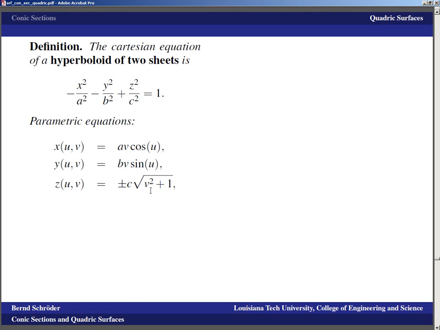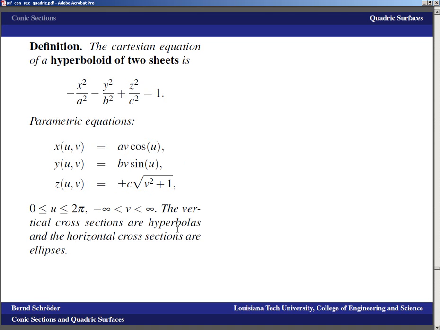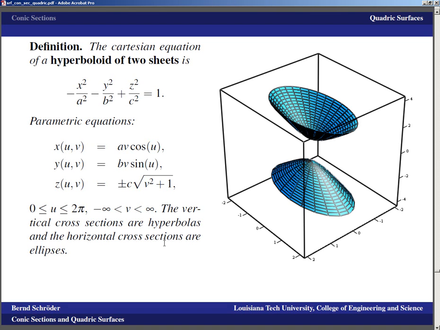And then after taking square roots and multiplying by c, I end up with this equation for z of u and v. u has to go from 0 to 2 pi again, because we have to go around the whole ellipse. And v goes from negative infinity to infinity, because this time around we don't have to worry about the square roots here. The vertical cross sections, as indicated, are hyperbolas. The horizontal cross sections are ellipses. And the way this looks is right here.